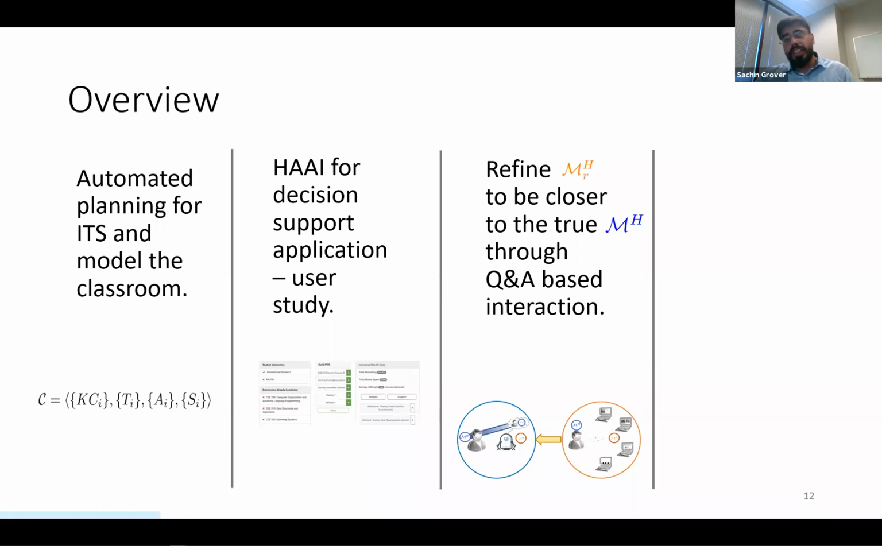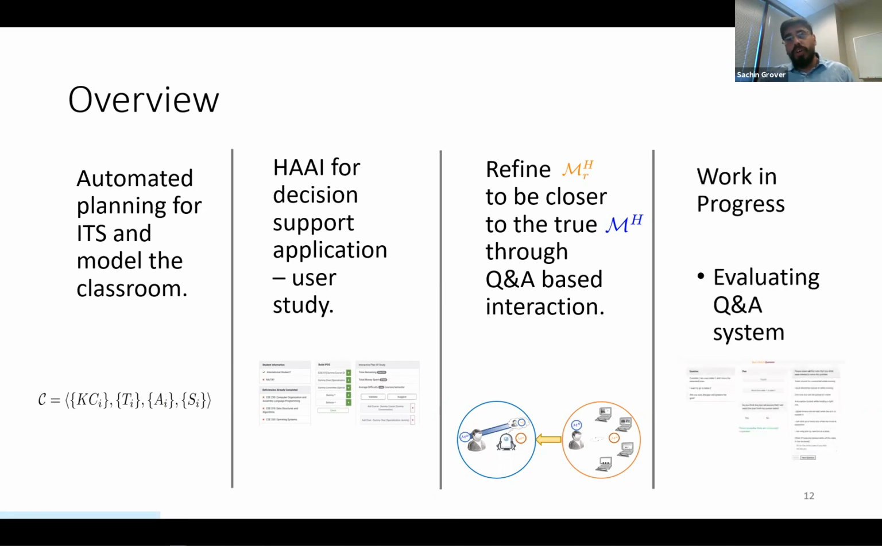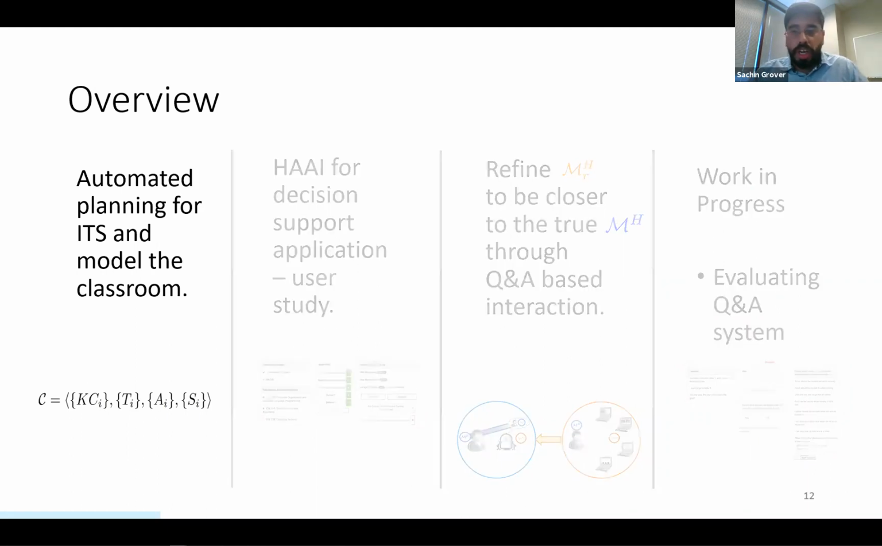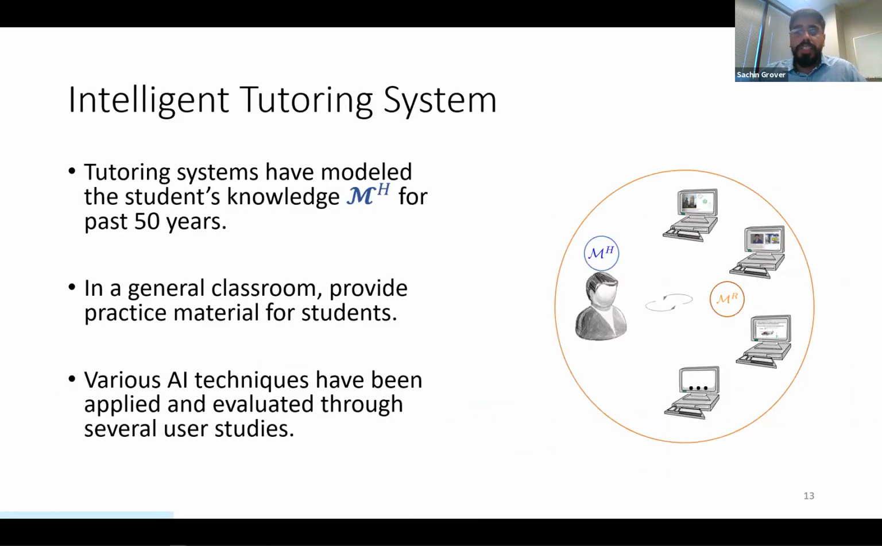Then I'll change gears and go to reconciliation through interaction, or rather not reconciliation, maybe understanding, improving the understanding, refining the robot's understanding of the human's model through Q&A based interaction. Finally, I'll present the work in progress, which is evaluating this Q&A system through a user study. So first, I'll go to applying automated planning to intelligent tutoring systems.